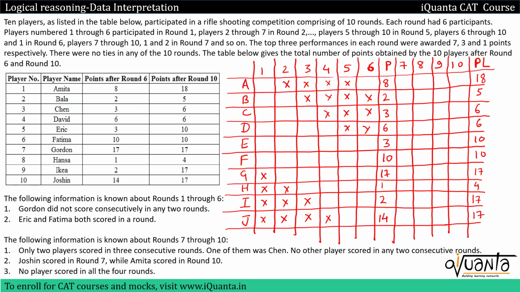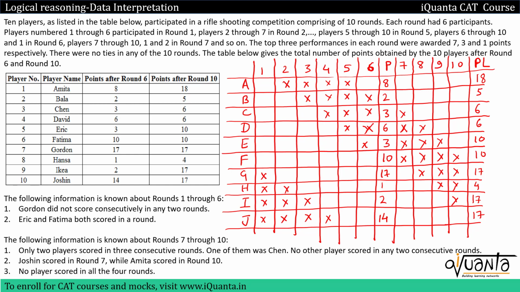They will be these 4 players: 2, 3, 4, 5, who won't participate. Similarly, we have to fill crosses for all the players that are not playing in a particular round. So I have filled all the crosses that were required in the table. Now let me fill the points that these players are scoring in a particular round.